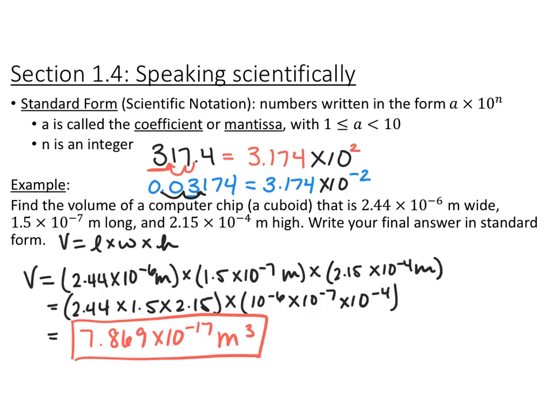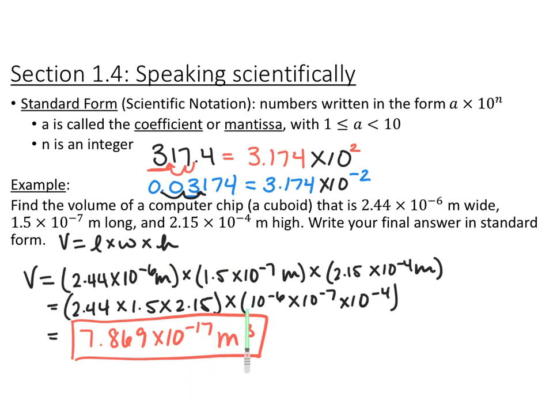So volume of a cuboid is just length times width times height. So 2.44 times 10 to the negative 6 meters times 1.5 times 10 to the negative 7 meters times 2.15 times 10 to the negative 4 meters. Since this is all multiplication, you can actually rewrite this using the commutative property. So I took the 2.44, the 1.5 and the 2.15, and I multiplied those by each other first, and then I did the 10 to the negative 6 times 10 to the negative 7 times 10 to the negative 4 second. So 2.44 times 1.5 times 2.15 is 7.869.